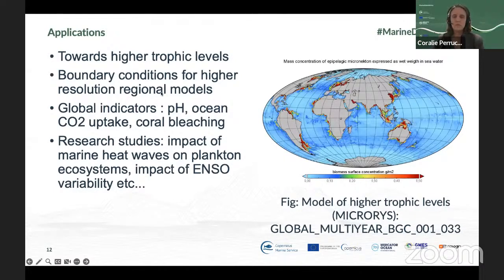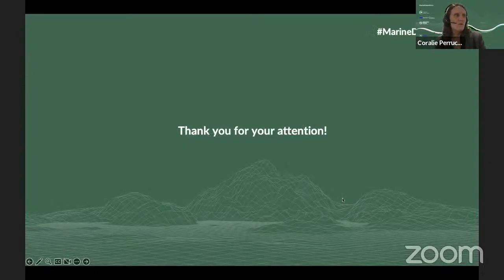Then our products can be used as boundary conditions for higher resolution regional models. They are also used to compute global indicators like pH, ocean carbon uptake, coral bleaching. And they are also used to perform research studies on the impact of marine heat waves on plankton ecosystems, for example, or to study the impact on ENSO variability, etc. So thank you for your attention.